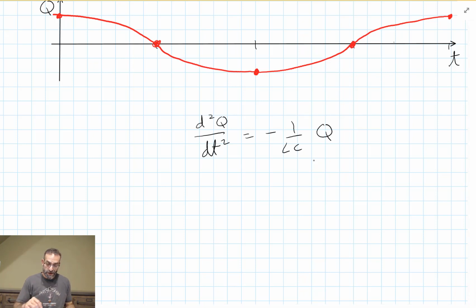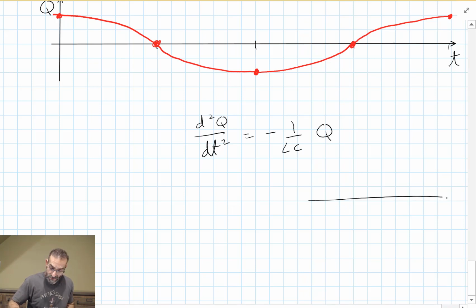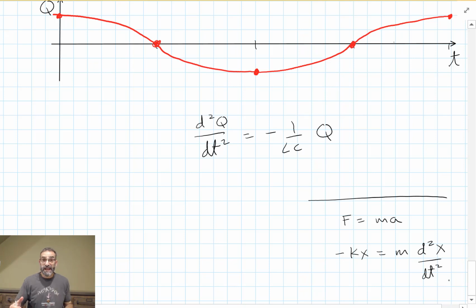And when you try to solve for the charge on the capacitor in this circuit as a function of time, you get this differential equation. And this may look kind of familiar. Remember in our mechanics class, we used F equals ma when we had something like a mass on a spring oscillating back and forth. And we said the force from a spring is minus kx. It's proportional to the displacement. And the acceleration is the second derivative of the position with respect to time.